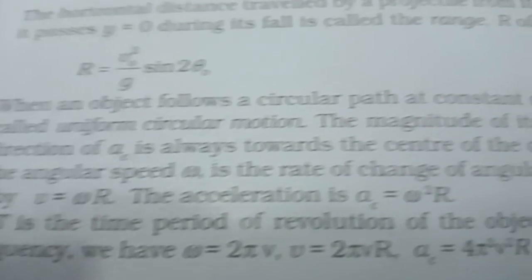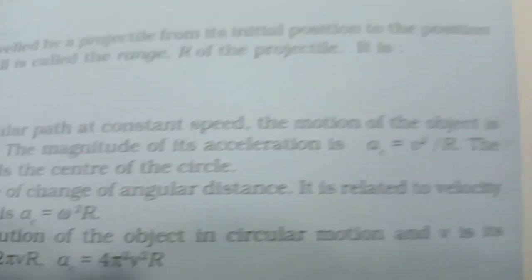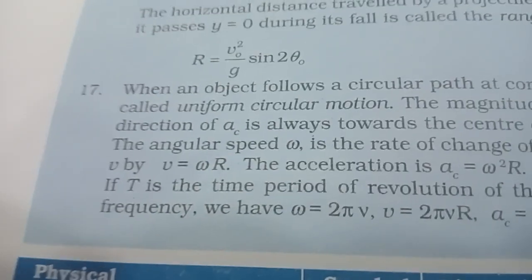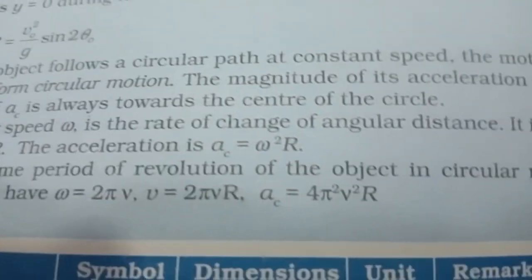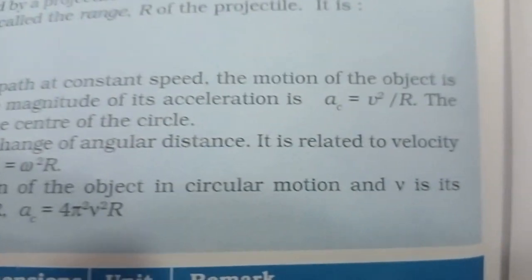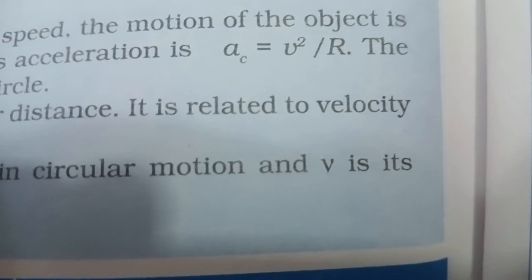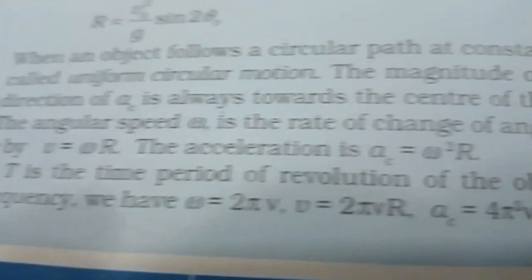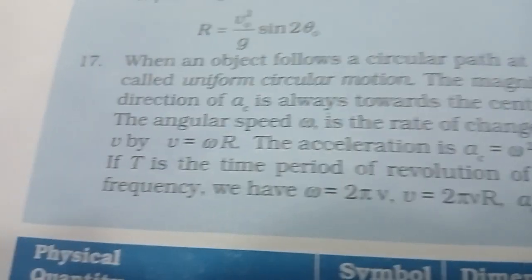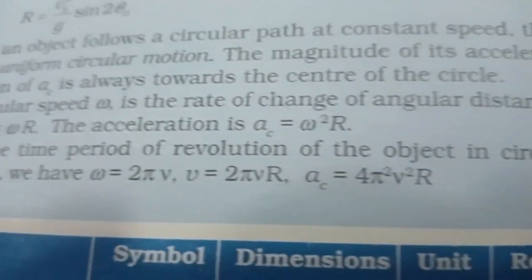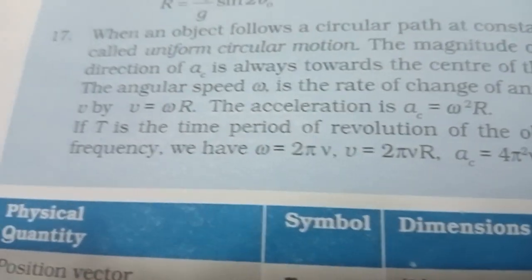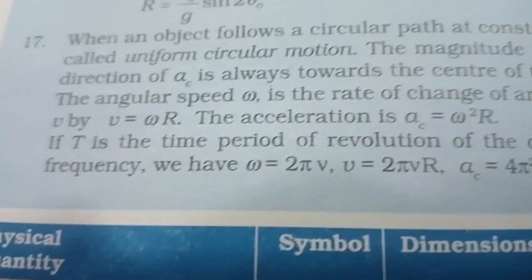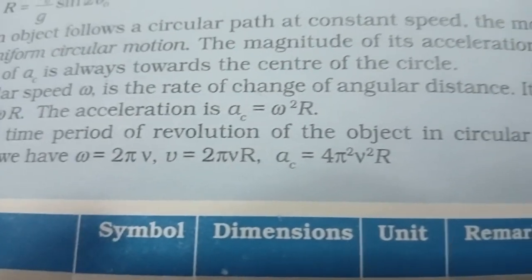When an object follows a circular path at constant speed, the motion of the object is called uniform circular motion. The magnitude of its acceleration is given by ac is equal to v square upon r. The direction of ac is always towards the center of the circle. The angular speed omega is the rate of change of angular distance. It is related to velocity v by v is equal to omega r. The acceleration is ac is equal to omega square r.